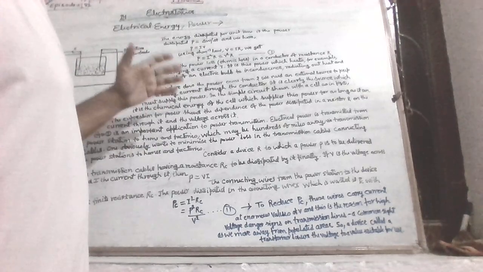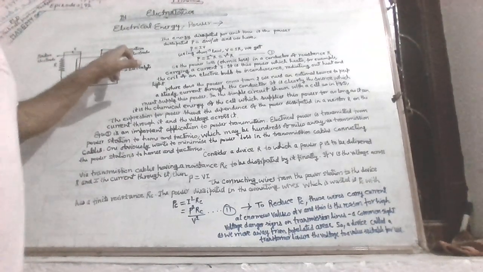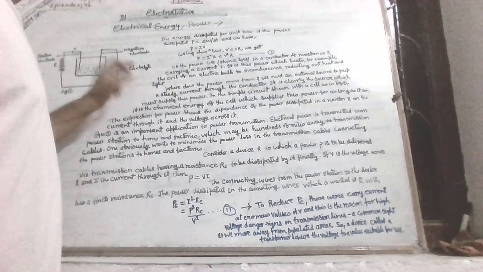Where does the power come from? We need an external source to keep a steady current through the conductor. As shown in the figure, there is the positive electrode, the resistance load R, and the negative electrode, and the chemical material which emits power at the electrode by chemical reaction.